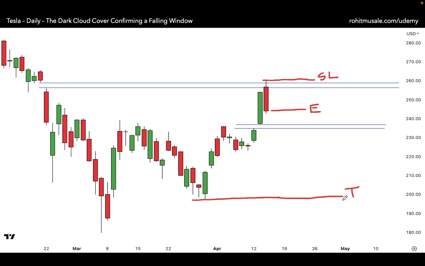So that becomes our target. So this is your reward and this is your risk. As you can see here, the reward to risk is easily between 2:1 or 3:1, right? You have to do that measurement. But this is assuming these windows were not there.